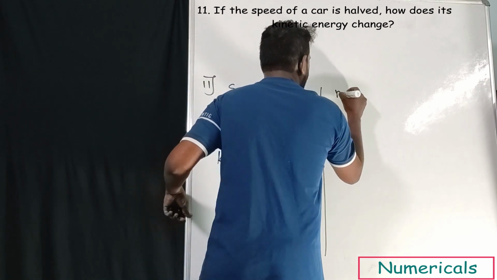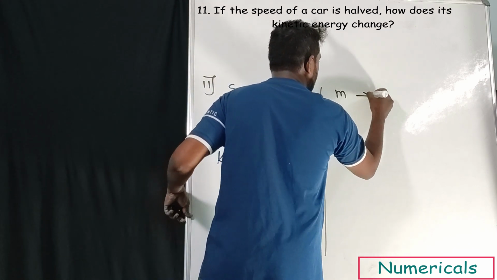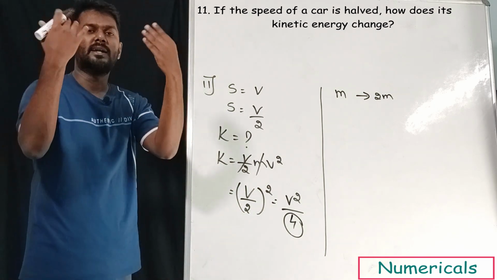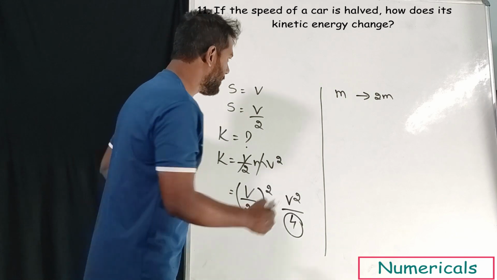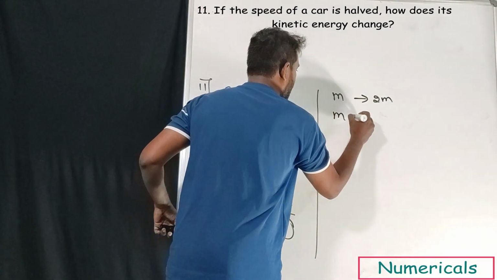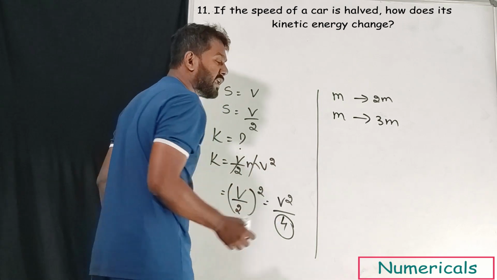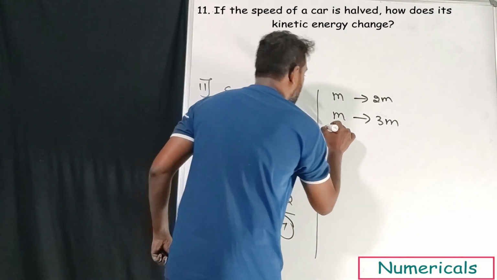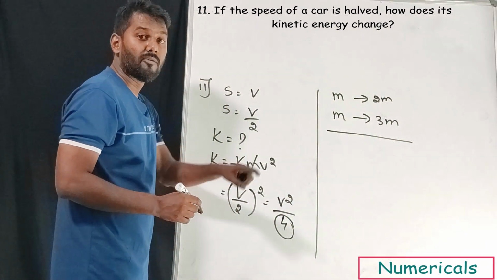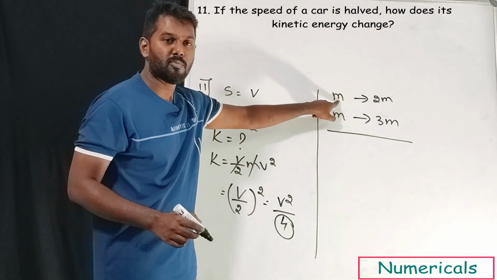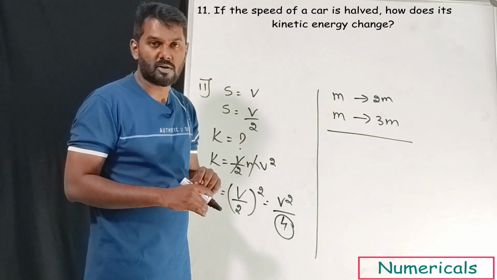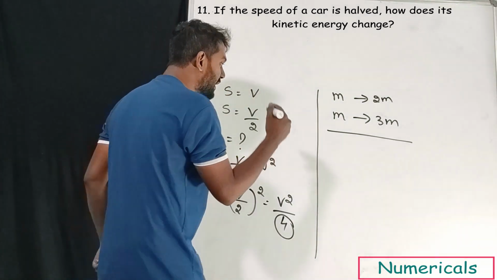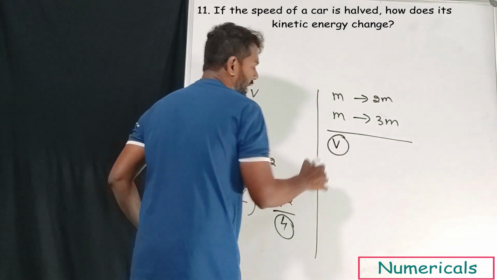First, if mass is doubled, what happens to kinetic energy? Kinetic energy will also get doubled. If the mass is tripled, then we can write mass as 3m. If mass is increased to 3 times, then kinetic energy will also increase to 3 times. But this is not the same case when it comes to velocity. Here again, if mass is reduced to half of its original value, kinetic energy will also reduce to its half of its original value. But when it comes to velocity, you have to be very careful.